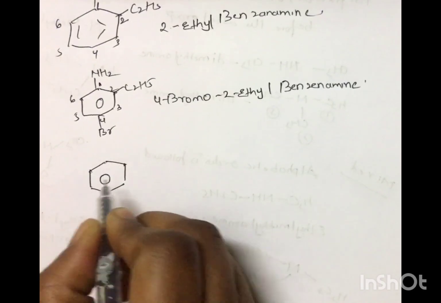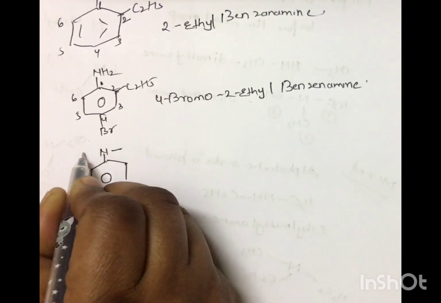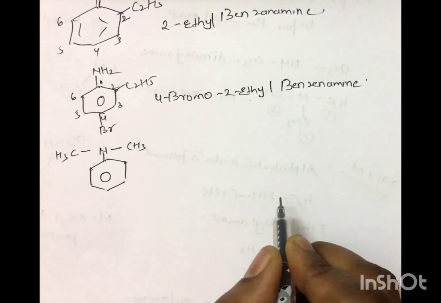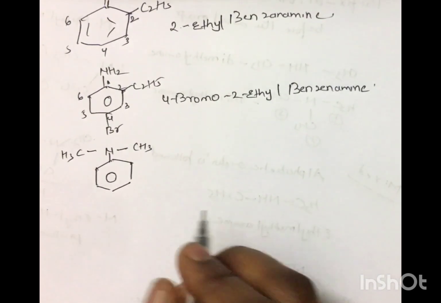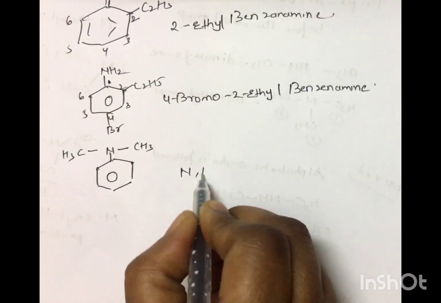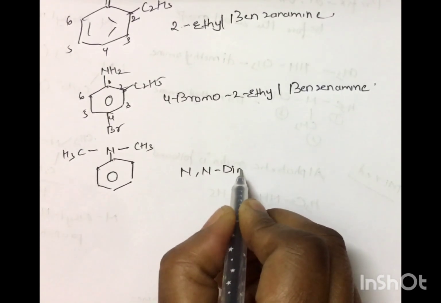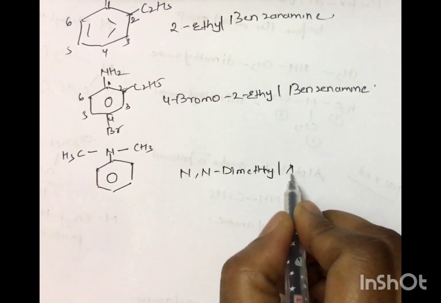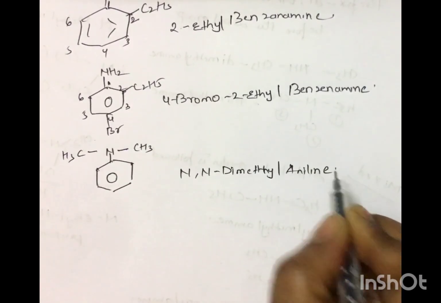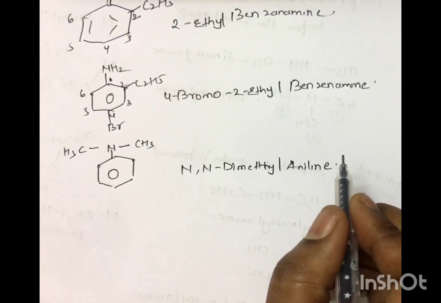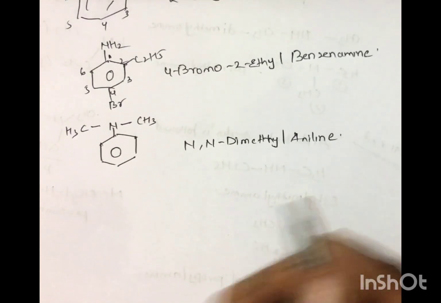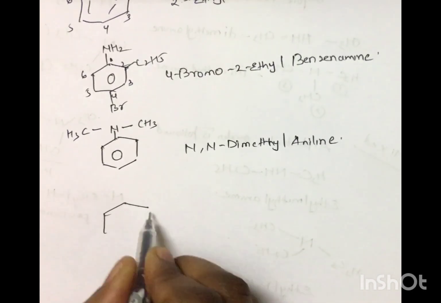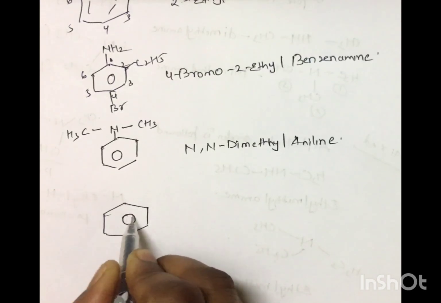Let us see another example of aryl amines. If this is a compound where both the hydrogens are replaced by methyl groups, then how should we call this compound? It is called N,N-dimethyl aniline. Let us see one more example of aryl amine.